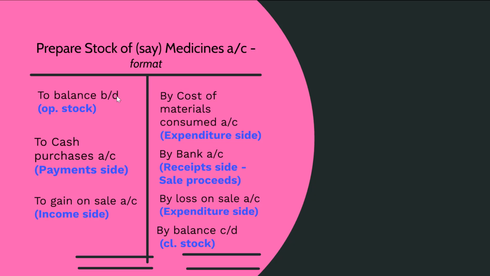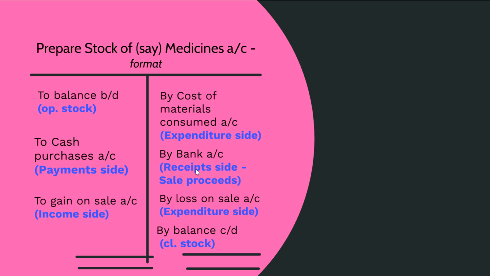The opening stock of medicines will be debited to the account in the first entry as to balance brought down, and on the opposite side, the credit side, the closing stock will be credited as the last entry as by balance carried down. Information as to cash purchases of such medicines can be obtained from the payment side of the receipts and payments account, and where medicines have been sold, the sale proceeds information can be obtained from the receipt side of the receipts and payments account.